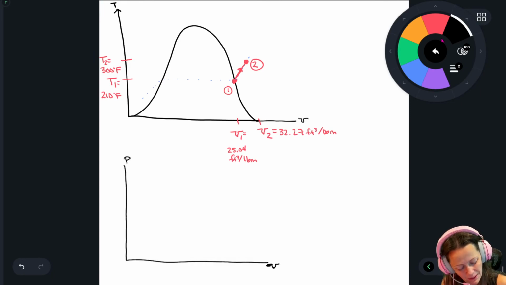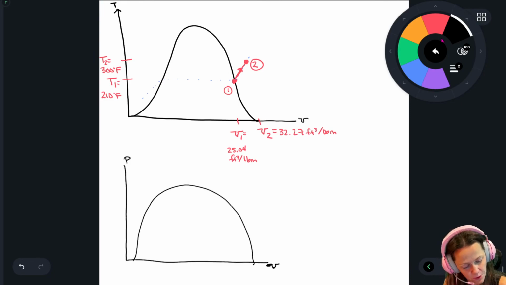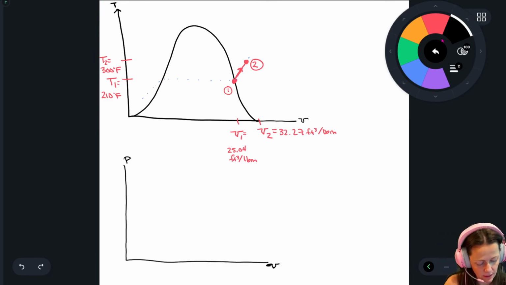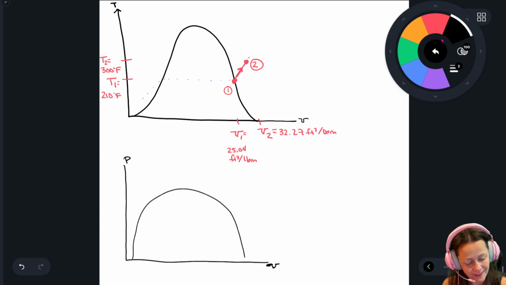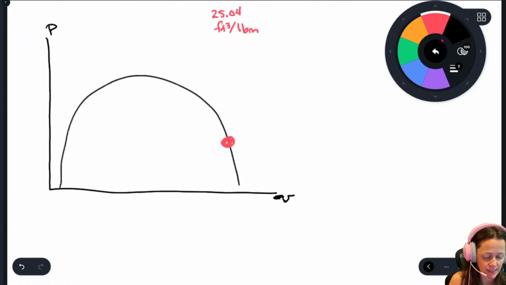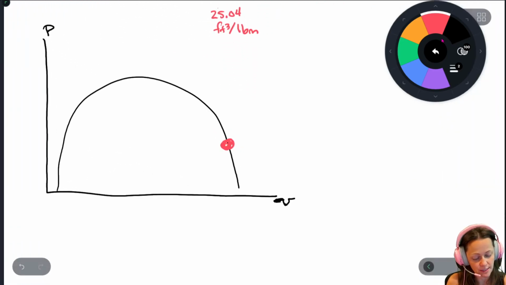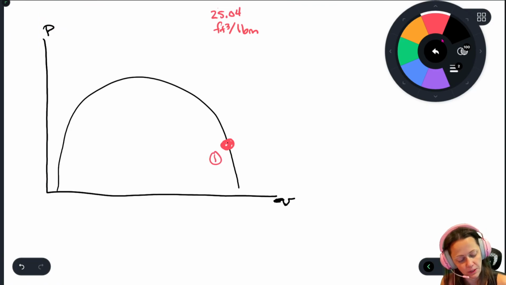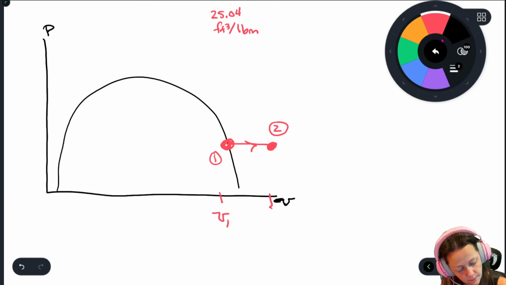There we go. PV. All right. That looks awful. It doesn't look much different, but it's okay, we'll stick with it. State one is a saturated vapor, so it's going to be right there on that saturated vapor line. Then it's going to go along a line of constant pressure all the way out here, so go straight across. Here's my V1. Here's my V2.